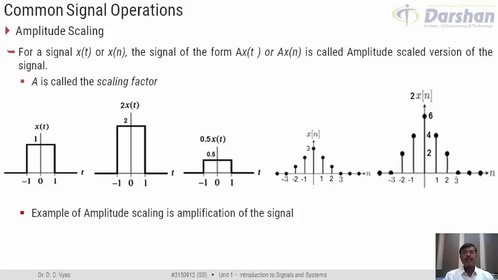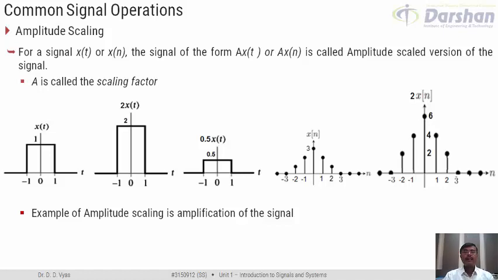Amplification primarily represents an increase in the value, whereas scaling covers both. It can be an increase in the value as well as a decrease in the value. So once again, when we say amplitude scaling, what we are trying to do is multiply the magnitude of the signal with a constant. If that constant is greater than 1, then the magnitude is increasing. If the constant is less than 1, then the magnitude will decrease.